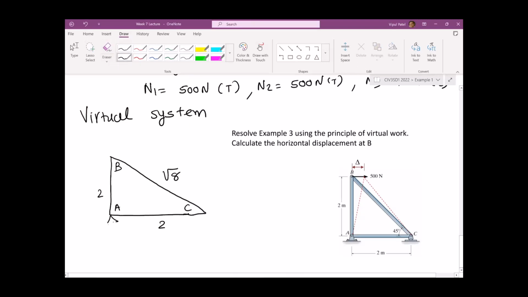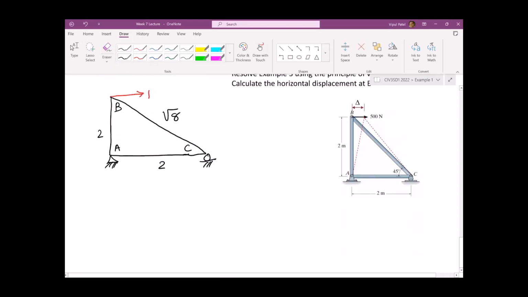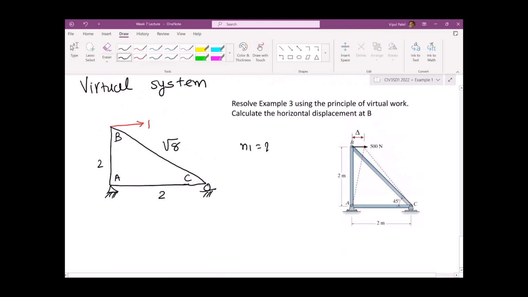And we're going to draw the pin support and roller support, the same. Now we're going to put the virtual load in the direction of the displacement that we need to find. Do you understand this? Very simple. We remove all the external forces and we put the virtual force in the direction of the displacement you need to find. If someone asks you to find the displacement in these directions, you need to put the virtual load in these directions. Okay. Then we're going to find this small n1, small n2, and small n3, which is, by the way, the internal quantity in the virtual system.